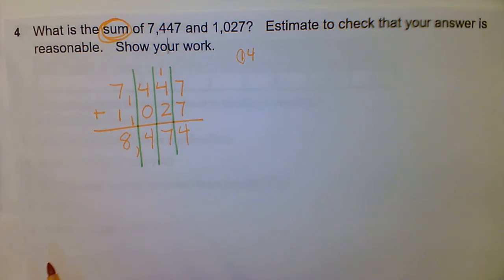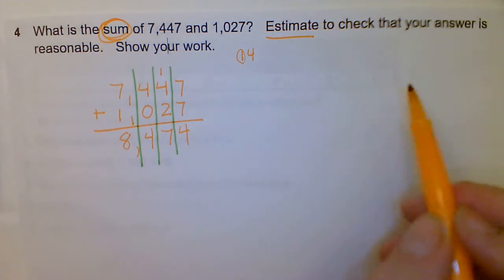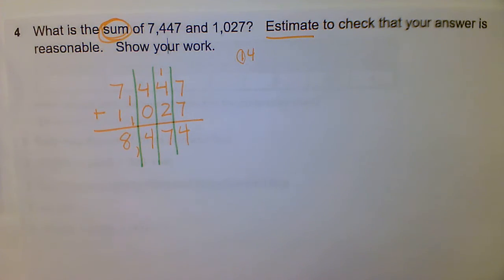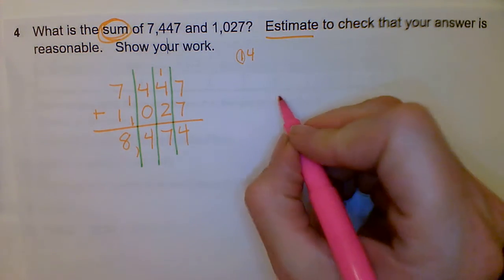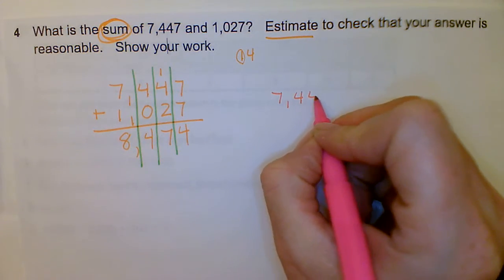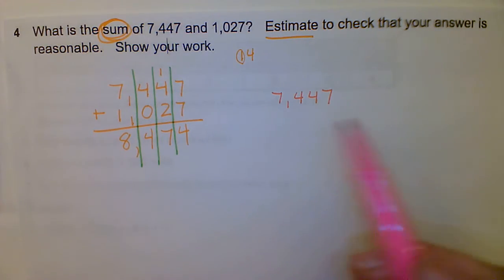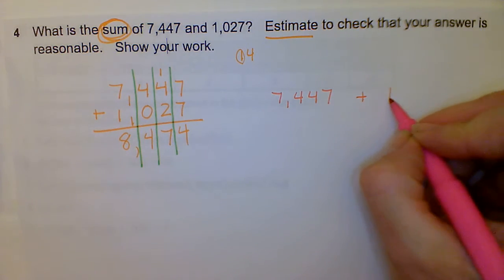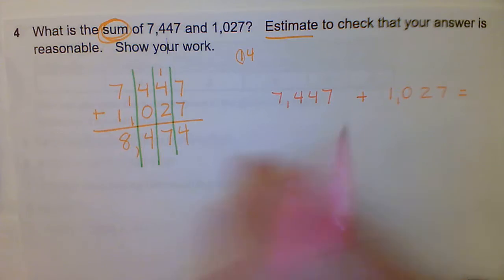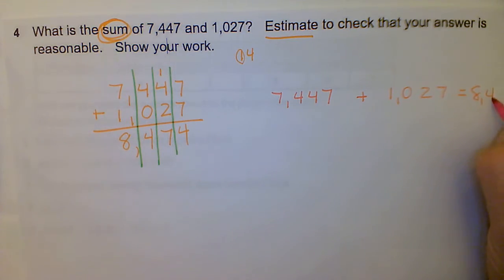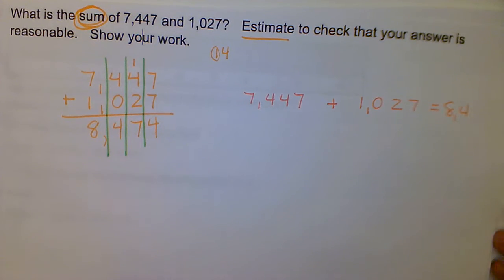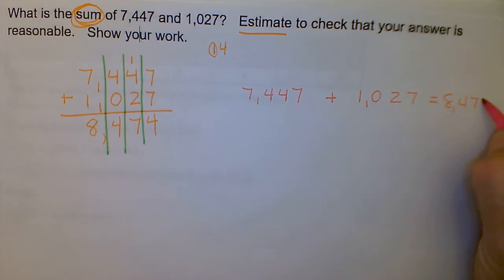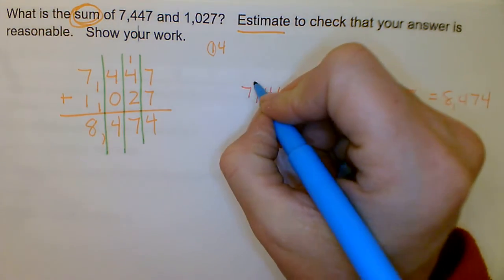But there's another question. Always check to make sure that you answered all the questions. It says estimate to check that your answer is reasonable. So what I have to do is I need to estimate both those numbers to the same place value. So let's start with the 7,447. If I want to estimate that, and here I can go and write both our numbers in. We have 1,027. And we already know our answer, 8,474. I know I'm running out of room. Let me slide it over a little. So let's go ahead and let's estimate this to the nearest thousand.